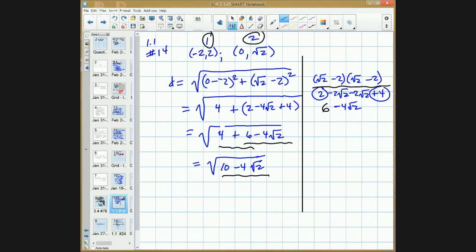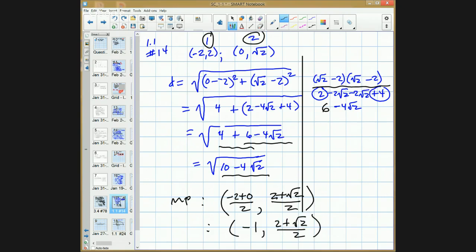Okay. And as far as the midpoint, let's quickly do that. What's the midpoint of these two up here on the top? The average of the x-coordinates, so that's negative 2 plus 0 over 2. And the average of the y-coordinates, 2 plus square root of 2 over 2. And then you can just do a little bit. What's negative 2 over 2? Negative 1. Here we really can't do anything, so I would just leave it. This would be my answer for the midpoint for number 14.